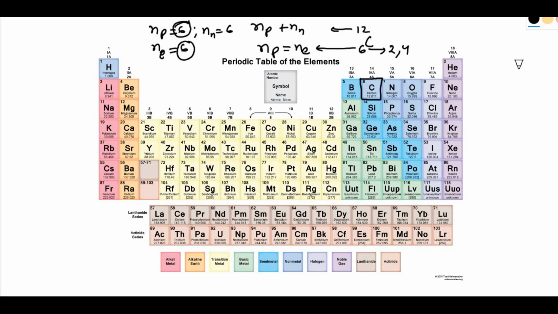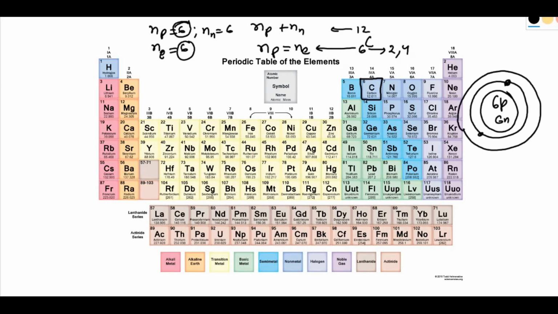Now coming to configuration. Electronic configuration is 2 and 4. The nucleus of carbon has 6 protons and 6 neutrons, tightly packed inside the nucleus. Then the first orbit has 2 electrons, and the second orbit has 4 electrons. So the innermost orbit, which has 2 electrons, is completely filled.